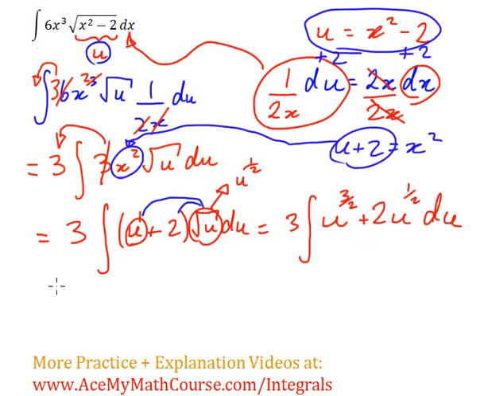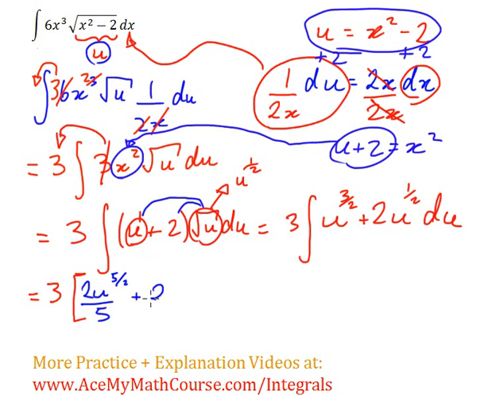Now I can finally actually take the integral. And what is the integral of u to the power of 3 over 2? I can just add a 1 to the exponent. If I add a 1 to 3 over 2, I get 5 over 2. And I'm dividing this by 5 over 2. Or in other words, I'm multiplying by 2 over 5. Right? Because if I divide by a fraction, I'm multiplying by the reciprocal. And the reciprocal of 5 over 2 is just 2 over 5.